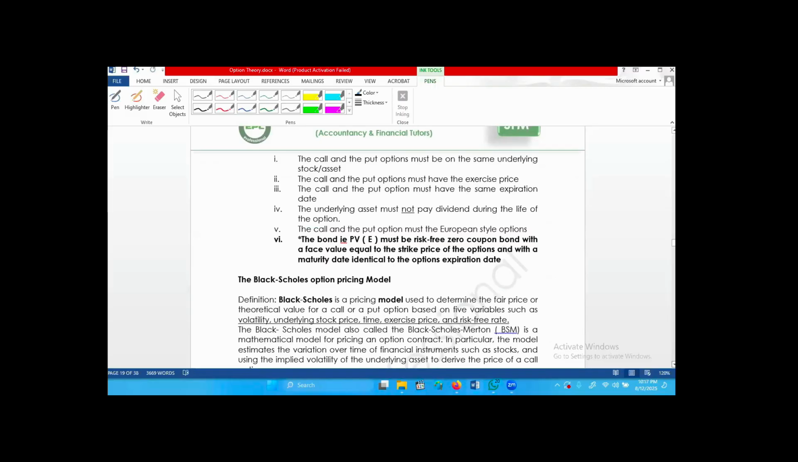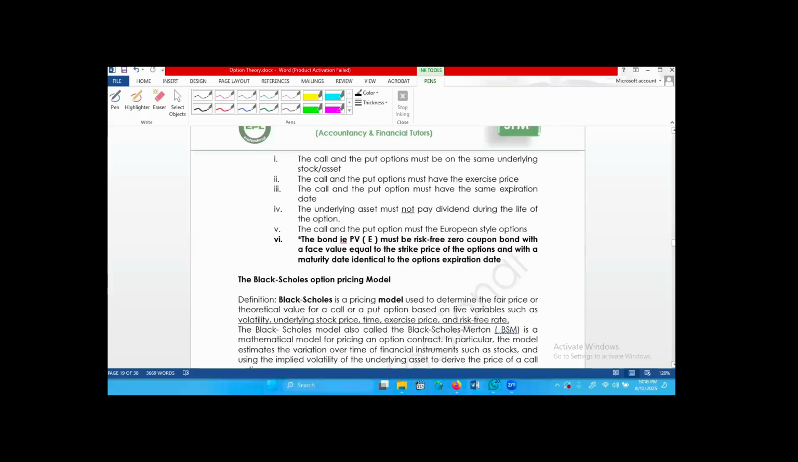Now let us explain the Black Scholes option pricing model. The Black Scholes option pricing model is a mathematical model that is used to determine the fair price or the theoretical value of a call or put option.